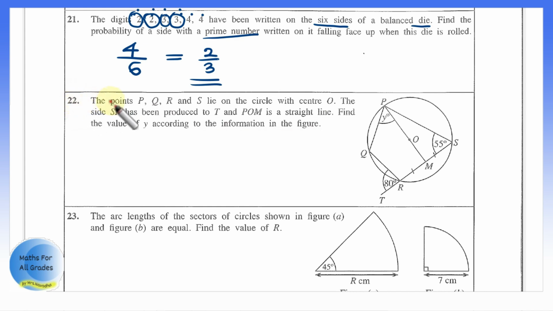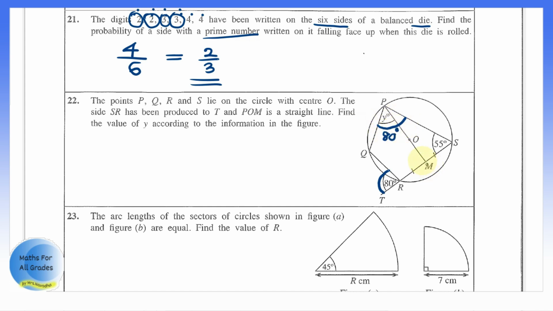Question number 22. The points P, Q, R and S lie on the circle with center O. The side SR has been produced to T and POM is a straight line. Find the value of y according to the information in the figure. This is the center. P, Q, R and S lie on the circle. That means PQRS is a cyclic quadrilateral. You can see SR is produced to T, so 80 degrees is the exterior angle. In a cyclic quadrilateral, the exterior angle equals the opposite interior angle. So this angle is 80 degrees.